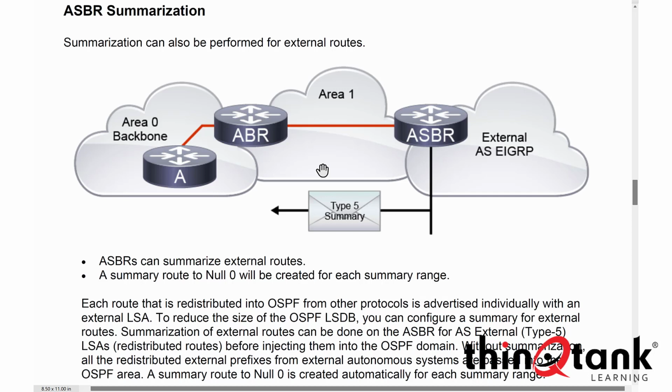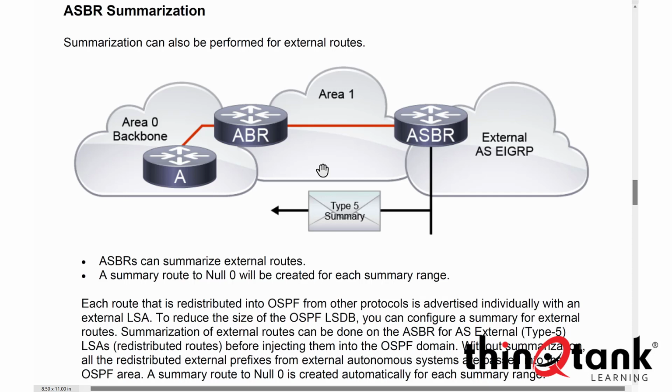When you're summarizing external routes, now, these are routes that are coming from external routing domains. That's not always the case, right? Yeah, you might be redistributing EIGRP into OSPF, but you also might be redistributing connected routes, static routes, and that summary could include a mixture of routes.